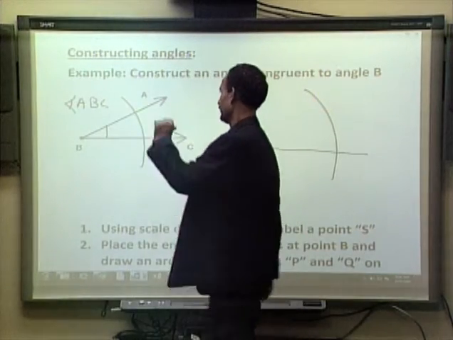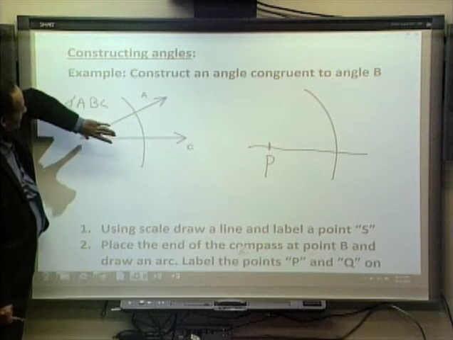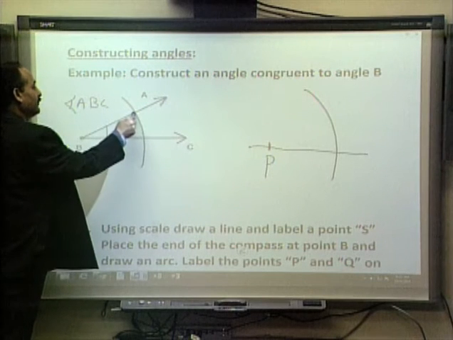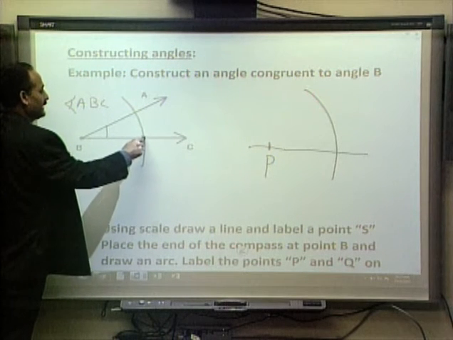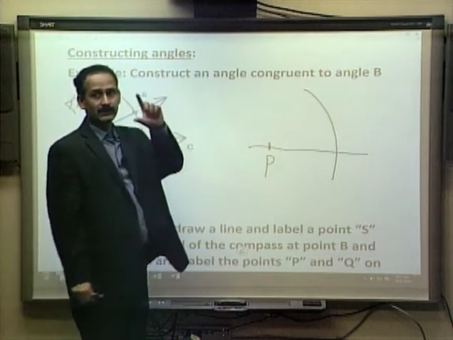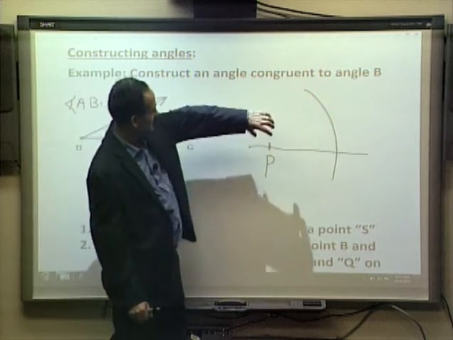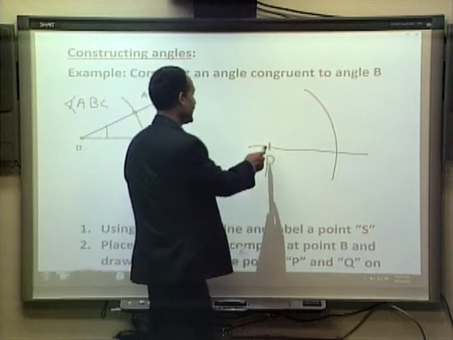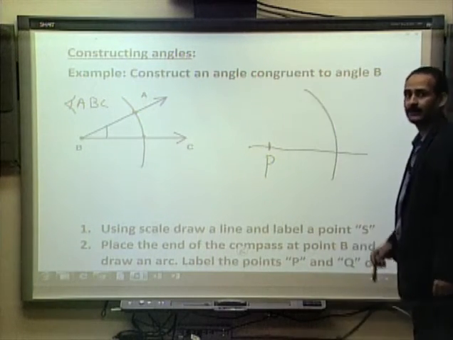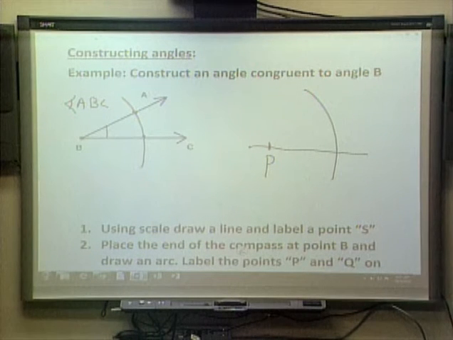So let me repeat. Using your compass, you will put one end of the compass at B and draw an arc crossing both AB and AC. And using the same opening of the compass, we put one end of the compass at P, and using the pencil end, we will draw an arc like this.